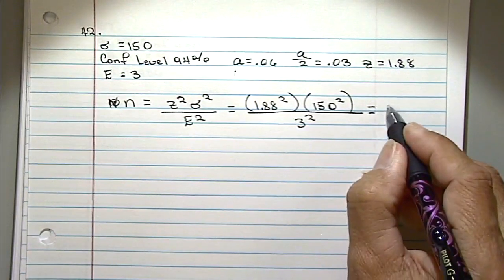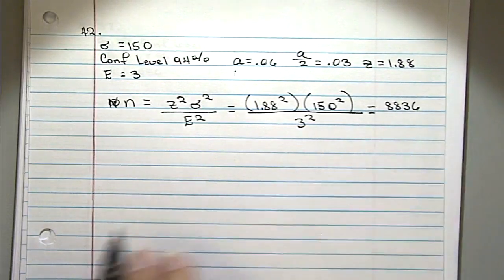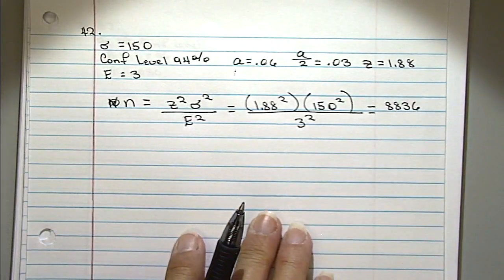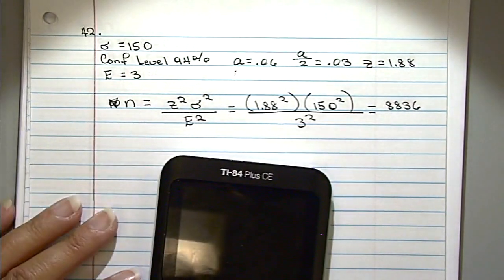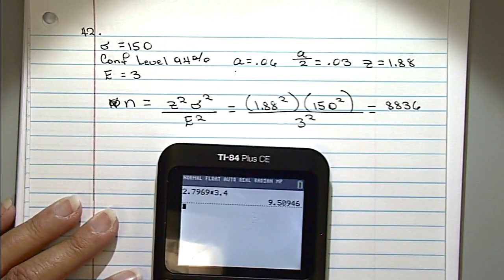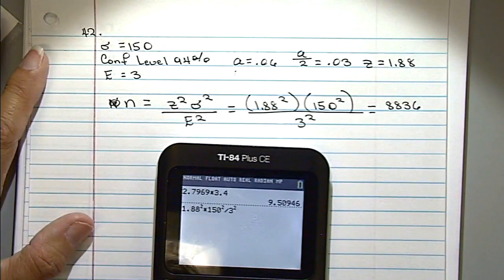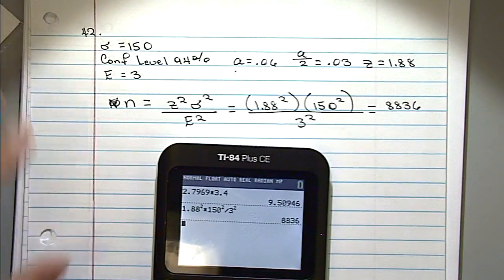Comes up to be 8836. No, I'm not sure if it came up with any decimals or not, so I've got to do this again. Hang on just a second. So I'm going to say 1.88 squared times 150 squared, and then I'm going to say divided by 3 squared. It should do, okay, it was exactly 8836.